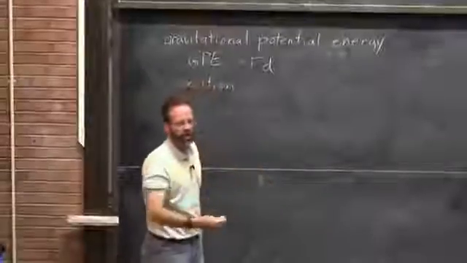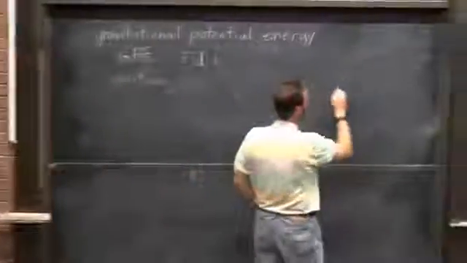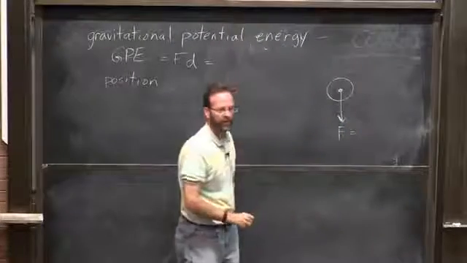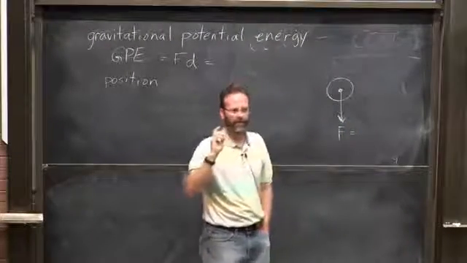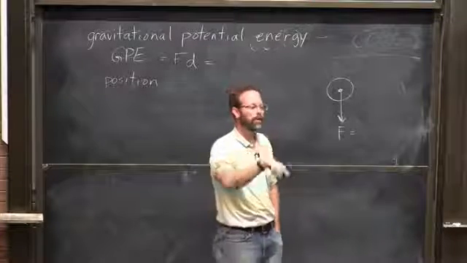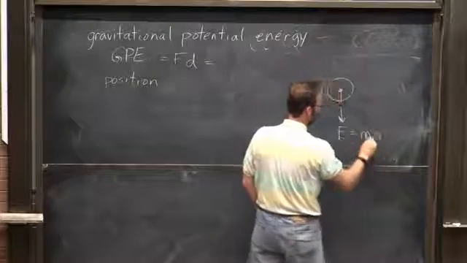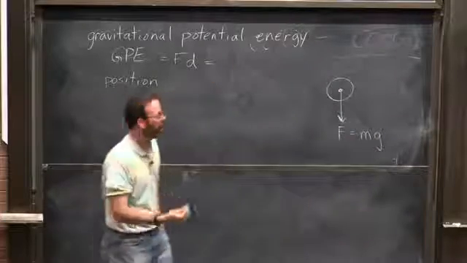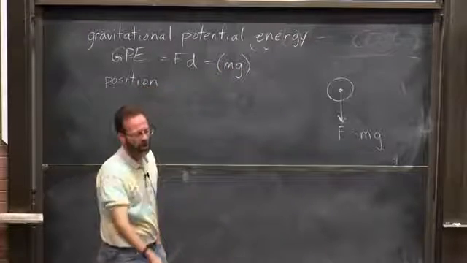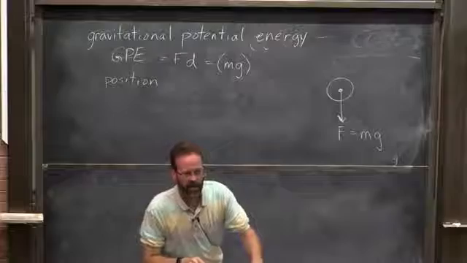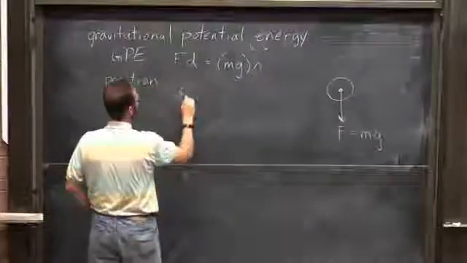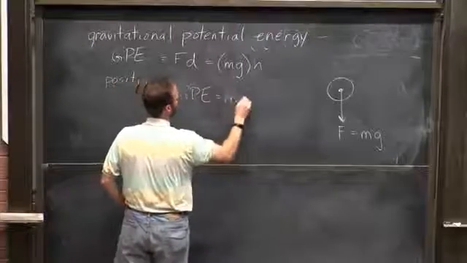When it was falling, we could draw a free body diagram. Here's the glove. What's that force? It's the acceleration times mass, Newton's second law. So mg, that's the force that the earth applied. So I'll put that in here. And how far did it fall? The height of the table, right? How high up it was relative to the floor. That's gravitational potential energy, mgh.